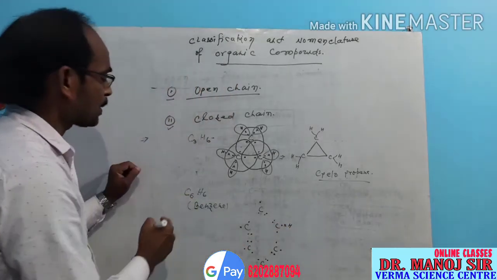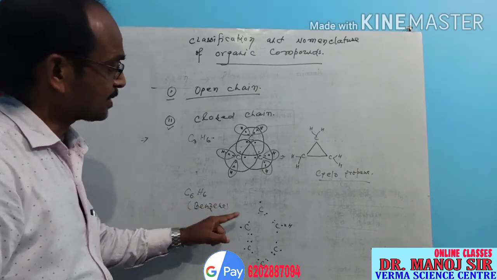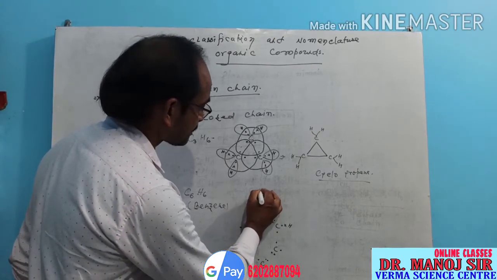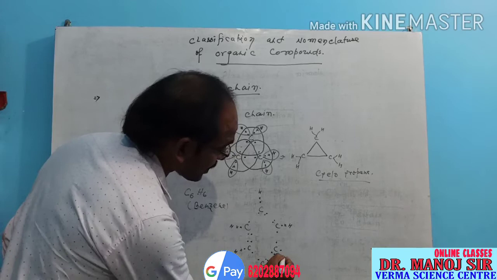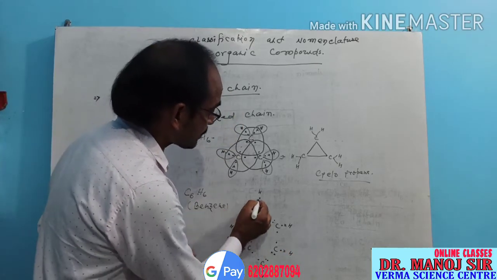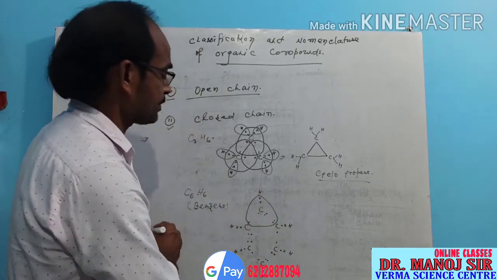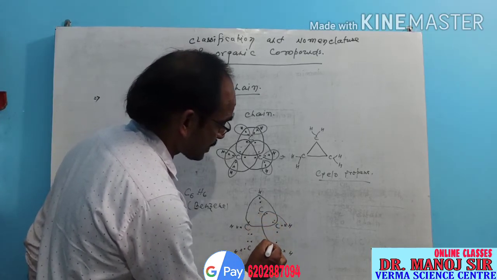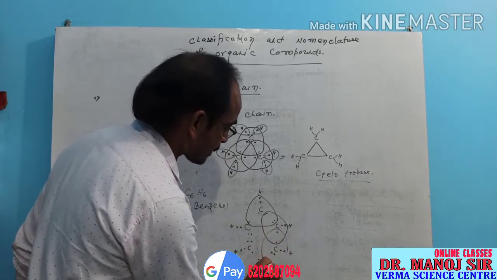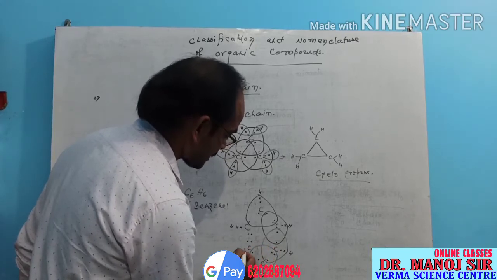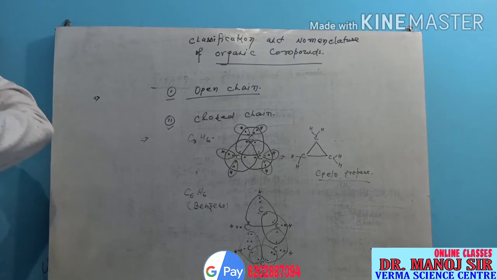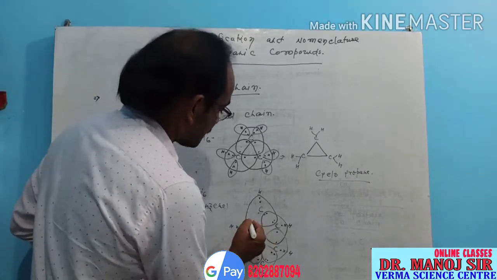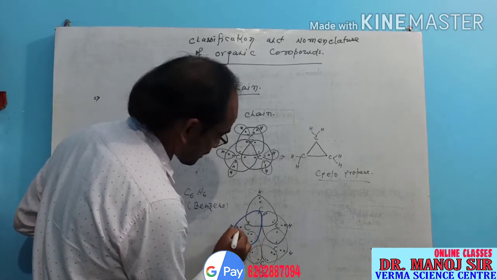The number of carbons is 6 and the number of hydrogens is 6, arranged in this order. When we co-link carbon with carbon and hydrogen, each carbon atom completes its octet. Similarly, all the carbons complete their octet. It produces a closed chain.